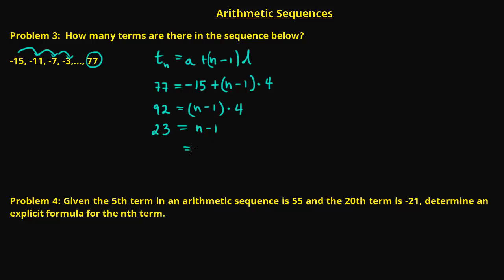Solving this equation gives us that n is equal to 24, because we just added 1 to both sides of the equation to isolate n. So therefore, there are 24 terms in the sequence.